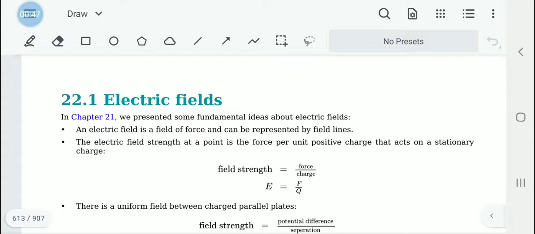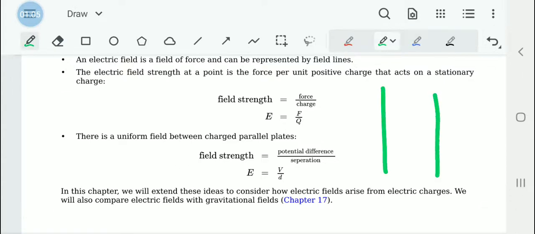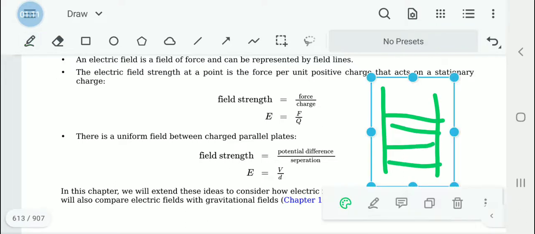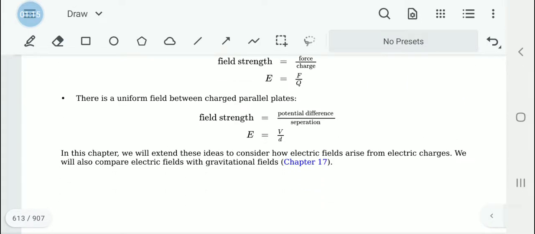Then from that we got the equation: field strength E is equal to force upon charge, that is F upon Q. Then we also learned that there is a uniform field between charged parallel plates. I suppose you can remember them. So if there are two plates like this, then it would have uniform field lines like this, right? So that is also something that you have to bring back to your memory.